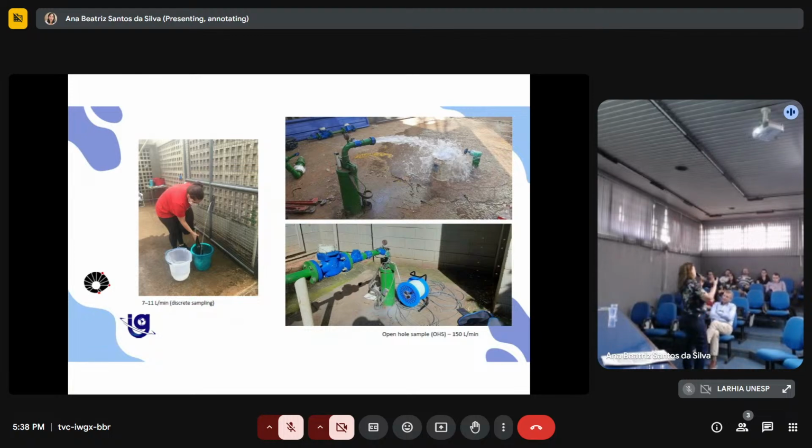So this is one of the things that we think about. Maybe when we collected the discrete samples, the volume of the aquifer that we were mobilizing was much, much smaller than the volume of the aquifer that we mobilized when we collected the open hole sample. And this might explain this problem that we had. So we still believe that this might be the case.